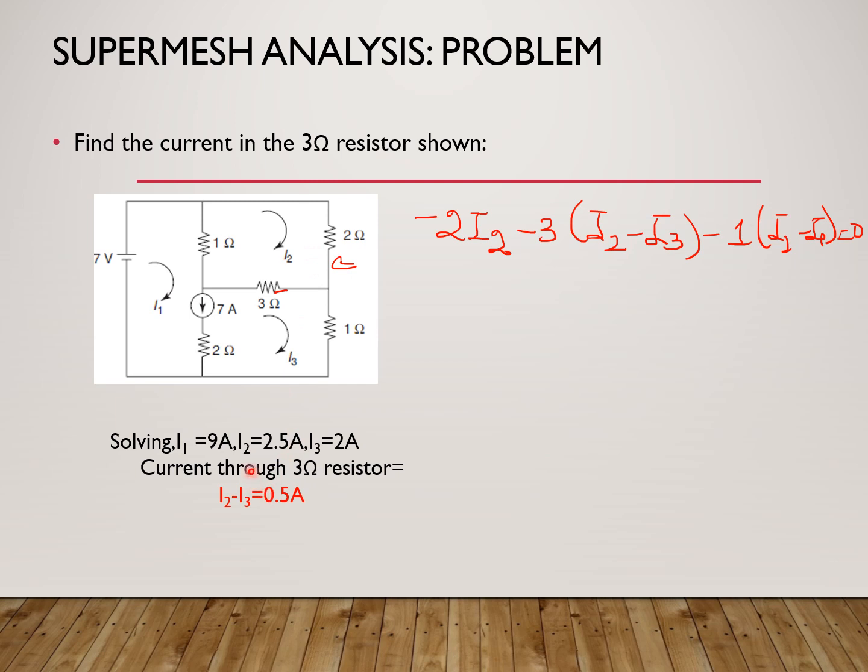So in this case, I2 is 2.5 ampere and I3 is 2 ampere, which means the current through the 3 ohm resistor is 0.5 ampere in the direction of I3, which is from left to right. Right. So this is how the problems are solved.